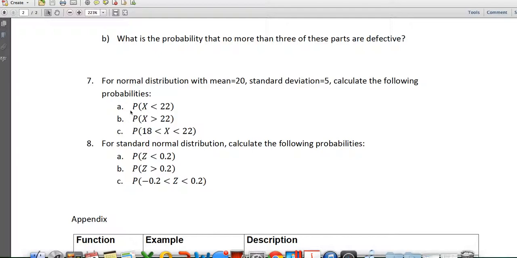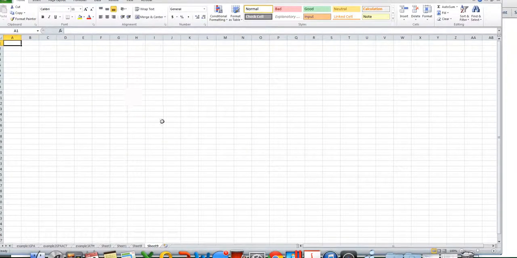First, let's look at the first one. The normal distribution with mean 20 and standard deviation equal 5. Calculate the following probabilities. So how can we get the probability for x more than 22? Open the Excel file. Based on the question, we know the mean equals 20 and the standard deviation equals 5. So that is the information we have.